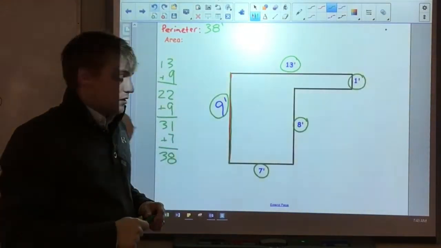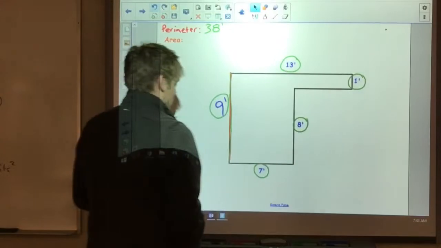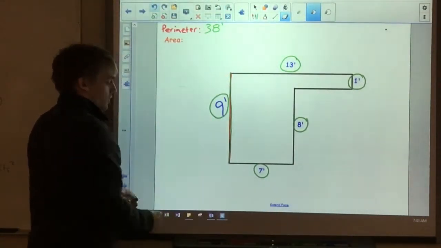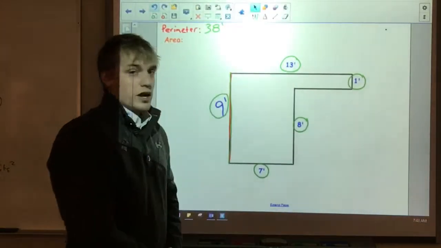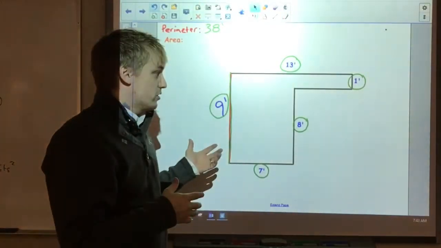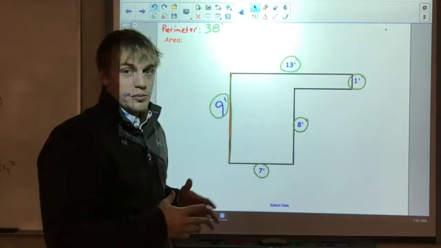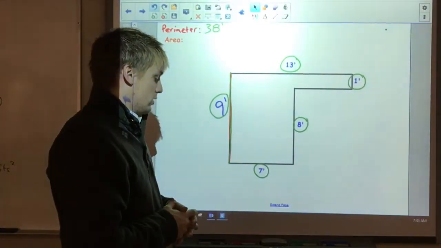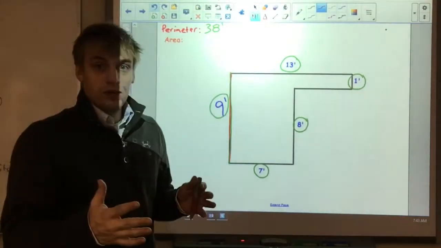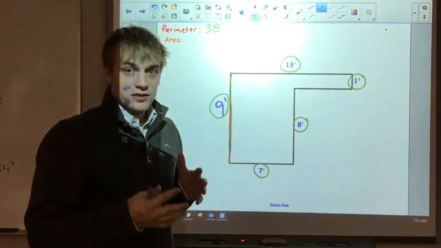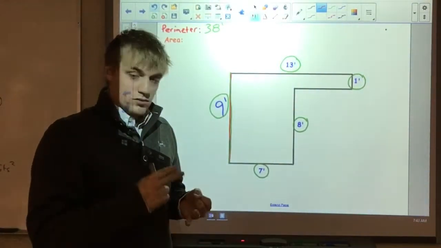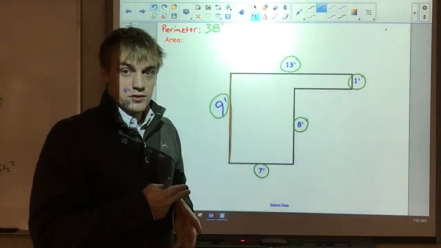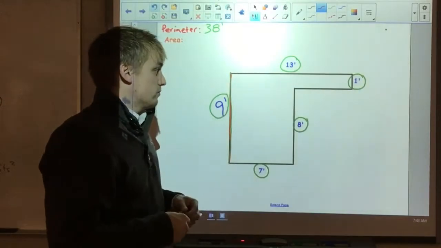Alright, so now that we've found perimeter, we're going to find area. I'm going to go ahead and erase this work so I have some room to work. When you have an irregular polygon or a compound shape, you need to make sure that you cut it up into polygons we know the formulas for. You can cut it up any way you want, as long as you are making polygons like triangles, rectangles, squares, trapezoids, or parallelograms.